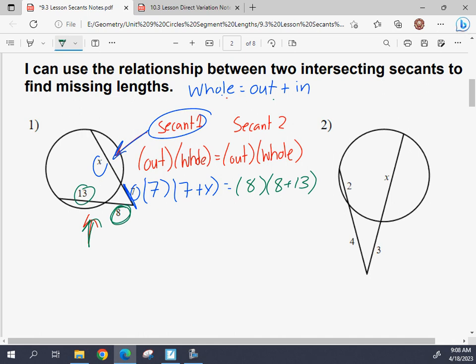So on the right side of our equation here, we can simplify that to be 8 times 21. On the left side, we have 7 times 7 plus x. We cannot add 7 plus x and get 7x. That's the biggest mistake people will make here. Do not do that. So I can do 8 times 21 and get 168.